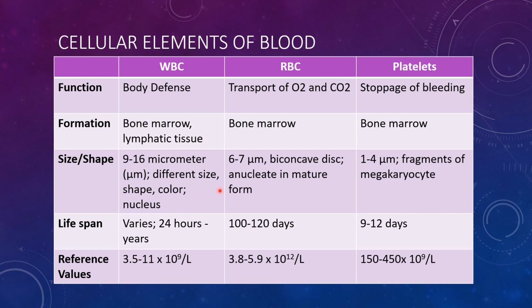Let's go to your RBC. So the size of your RBC is 6 to 7 micrometers. So it's quite smaller compared to your white blood cells. And its shape is like a biconcave disc.